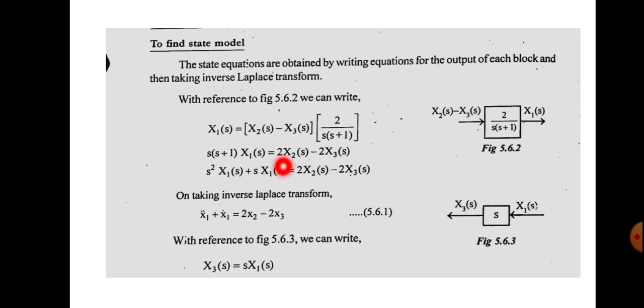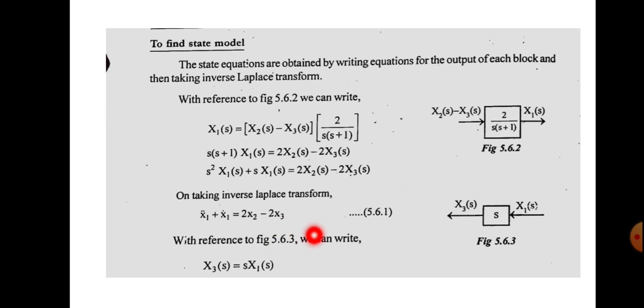Similarly here it represents inverse Laplace transform will give you first derivative. So you can write x1 dot. Here you can write 2 is a constant, x2 of s inverse Laplace transform will be x2. Minus 2 into x3 of s, its inverse Laplace transform is minus 2 into x3. So this is your first equation. You can notate it as 561 here.